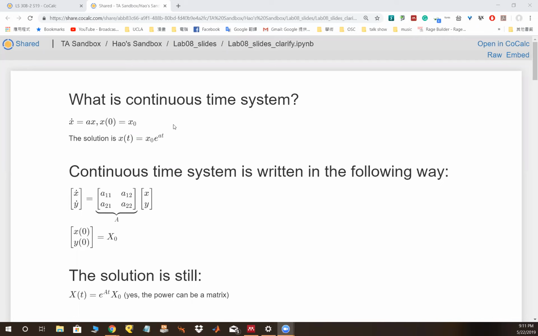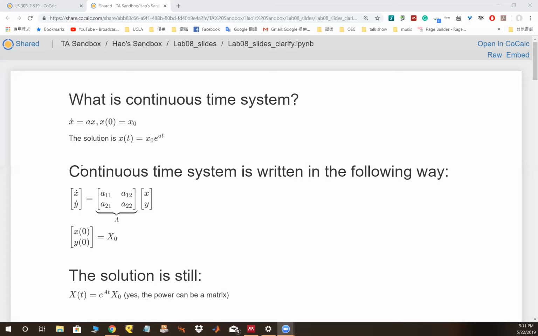So the goal of yesterday's lab is to analyze the stability of an equilibrium point. But to reach that point, we need to talk about what stability is for a system first. So here, let's just focus on the continuous time system.